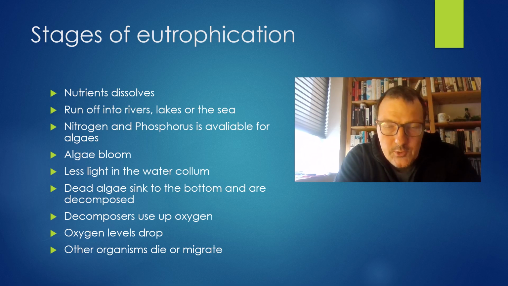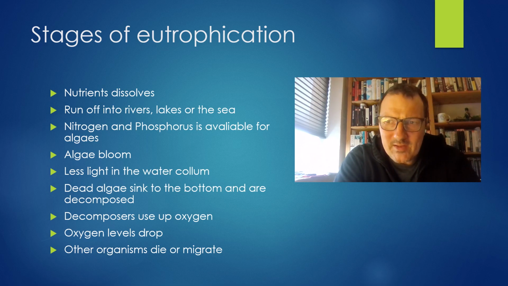So, eutrophication is a process where too many nutrients end up in the aquatic system. This starts when nutrients dissolve. This can happen if there's a rainfall right after the farmer has been using fertilizers. It can also build up over time, but you will have a runoff into rivers, lakes, and or the sea of water with a high amount of nutrients in them.